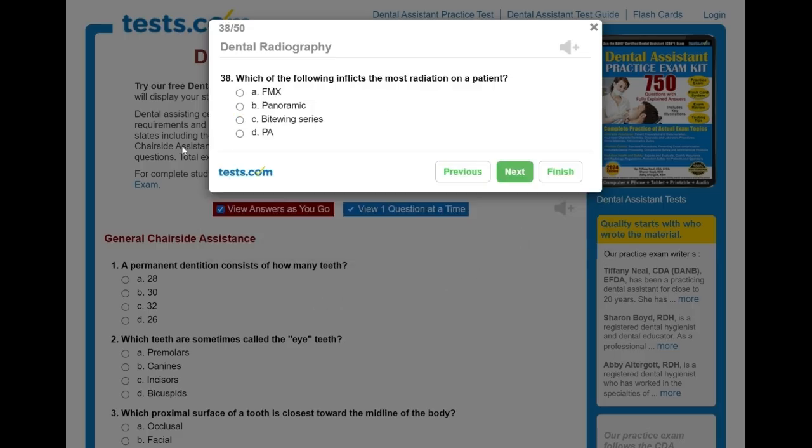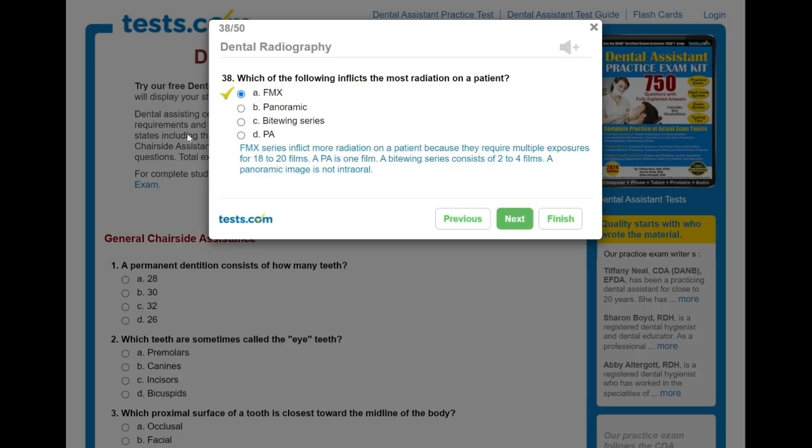Question 38. Which of the following inflicts the most radiation on a patient? A. FMX. B. Panoramic. C. Bite wing series. D. PA. A. FMX. FMX series inflict more radiation on a patient because they require multiple exposures for 18 to 20 films. A PA is one film. A bite wing series consists of 2 to 4 films. A panoramic image is not intraoral.